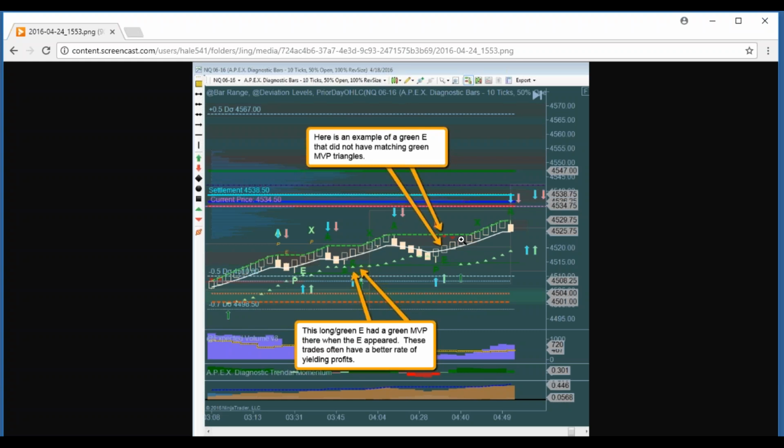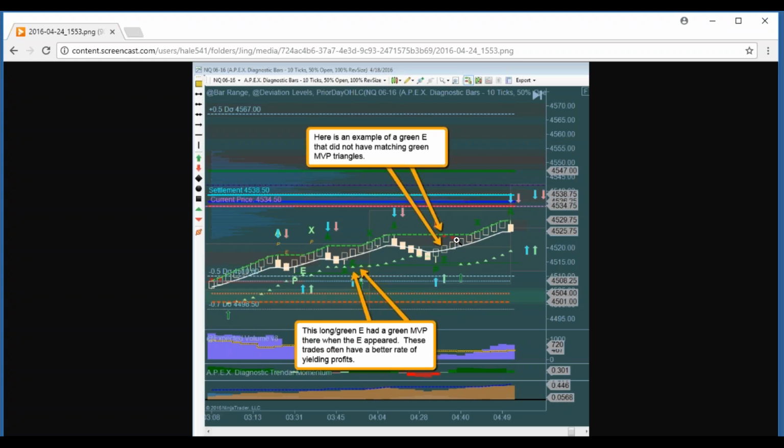So if I only want to take the best of these E scalps, I'm not going to take the bunchy ones. I'm going to take the ones that have at least 2 bars between the A and the P. And I'm only going to take the ones that have the matching green MVPs. Okay? Does that make sense?